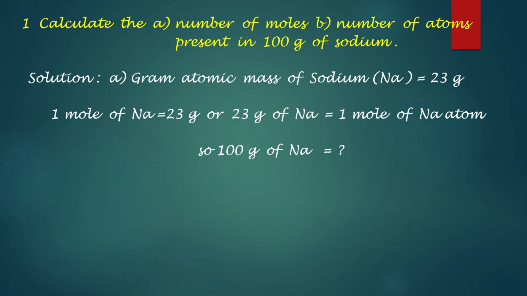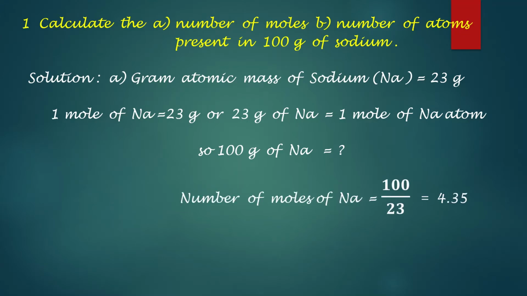So for calculating the number of moles, you must take into consideration the gram atomic mass of sodium, which is equal to 23 gram. So 23 gram is also the molar mass of the sodium. So 1 mole of sodium equal to 23 gram, or 23 gram of sodium equal to 1 mole of sodium atom. So 100 gram of sodium equal to how many moles? So the number of moles of sodium equal to 100 divided by 23, that is equal to 4.35. Okay, so 4.35 is the number of moles of sodium present in 100 gram of the sodium.